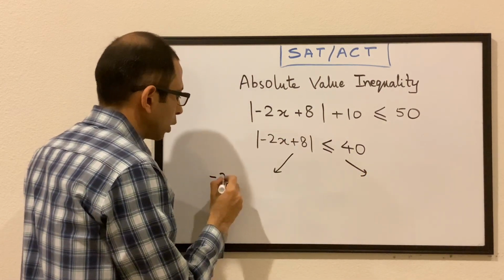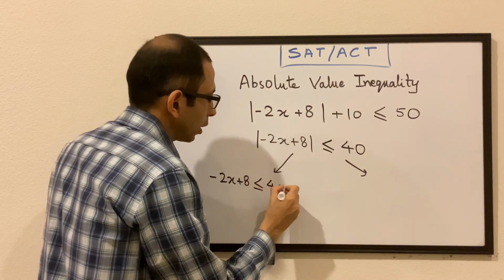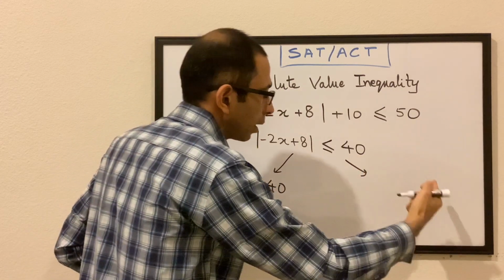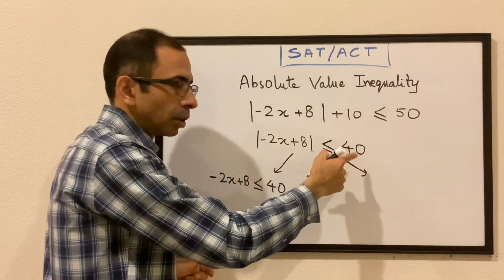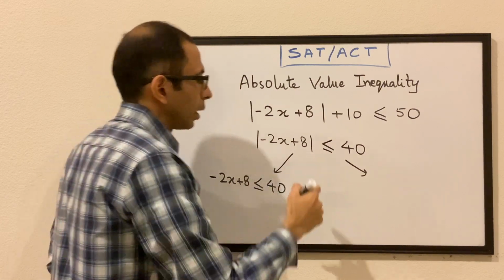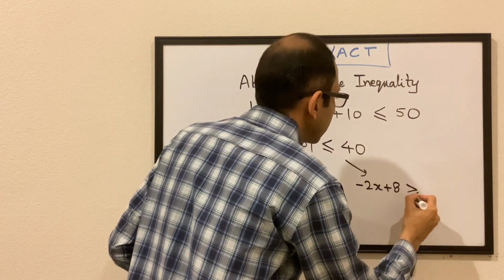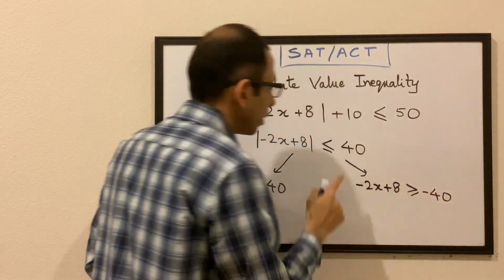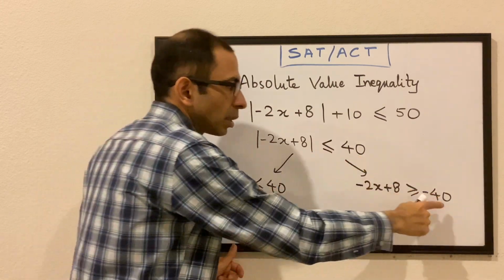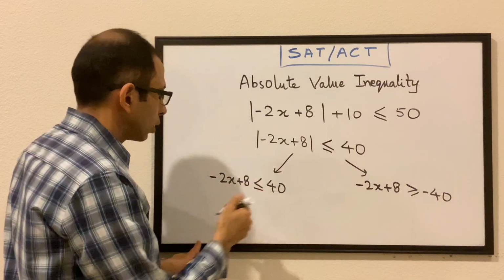The first scenario would be minus 2x plus 8 is less than or equal to 40. So same values, same number, same sign. And in the other scenario, we will put a negative sign. We will change the sign of this number, and we will also change the sign of the inequality. So it will become minus 2x plus 8 is greater than or equal to minus 40. Same sign of the number, same sign of the inequality, opposite sign of this number here, opposite sign of the inequality, and then we solve them.